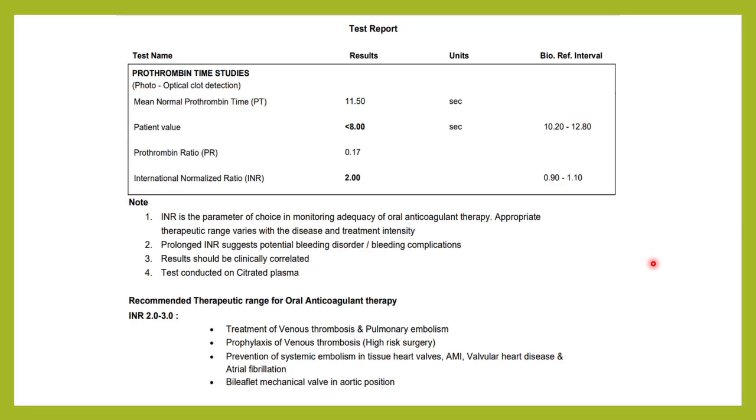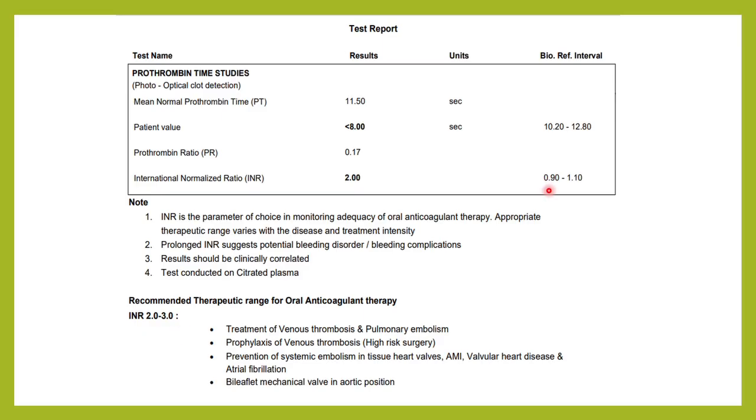Here you can see the report of this patient. Here is the patient's value which has come, and this is the normalized ratio. I've told you it is between 0.8 to 1.1. Here it is written that INR is a parameter of choice in monitoring adequacy of oral anticoagulant therapy. The appropriate therapeutic range varies with the disease and treatment. For example, if the patient is put on anticoagulant therapy for venous thrombosis, pulmonary embolism, valvular heart disease, atrial fibrillation, or for a bileaflet mechanical valve in aortic position, etc., the doctor sees that his INR is between 2 to 3.